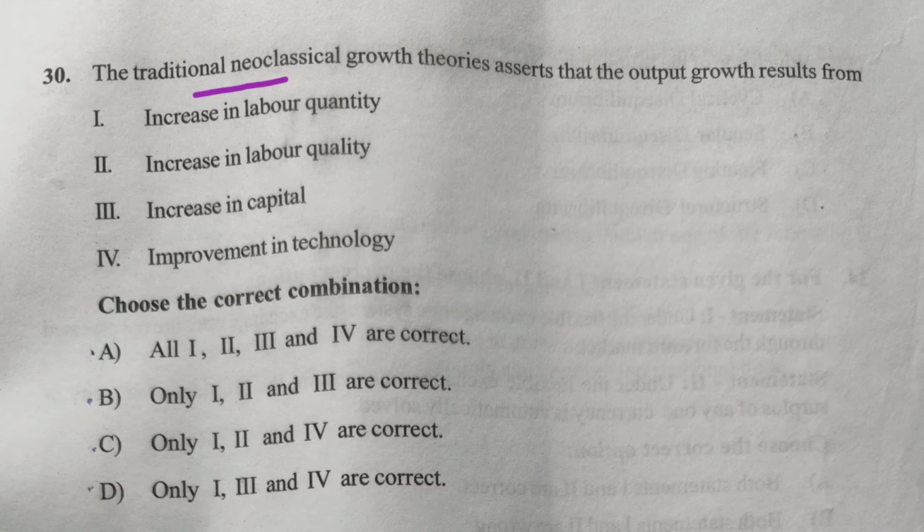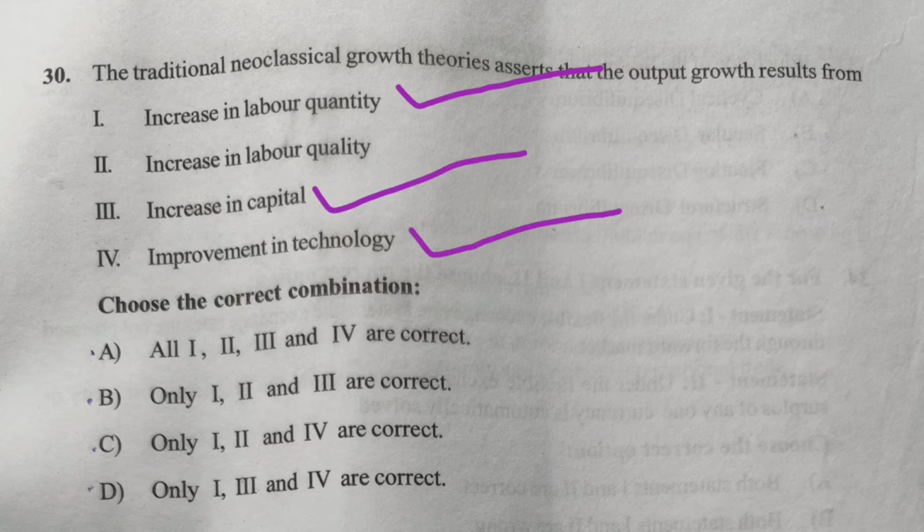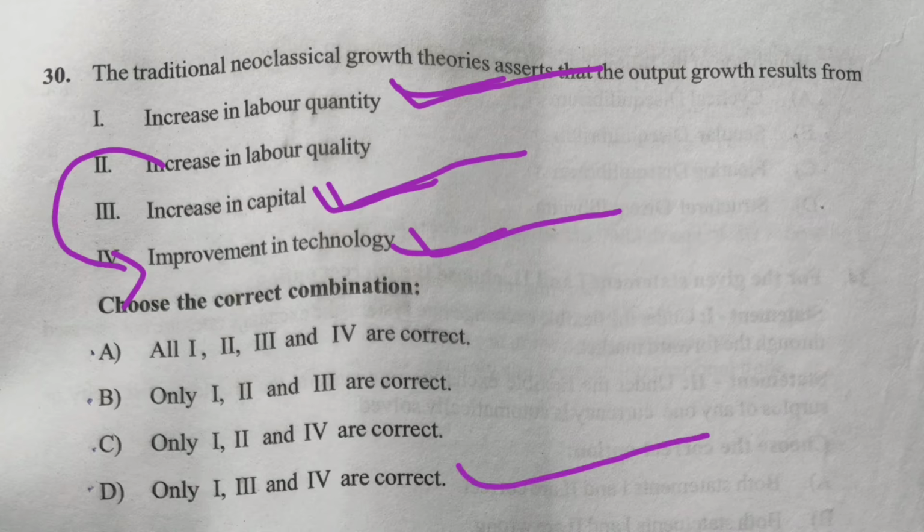The traditional neoclassical theory asserts that output growth results from: increase in labor quantity, that is true; increase in labor quality; increase in capital, that is true; improvement in technology. Increase in labor quality will be subsumed in the improvement in technology here. Labor quality is not a separate component in the traditional neoclassical growth theory. So it should be 1, 3 and 4. So D option should be correct.